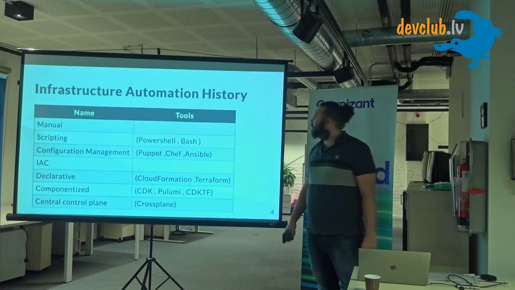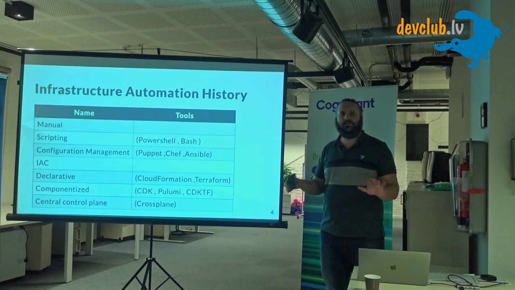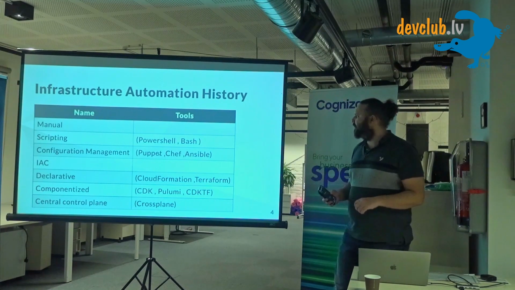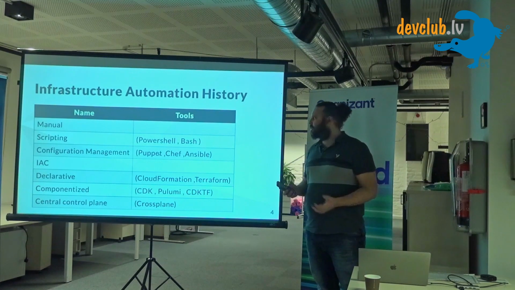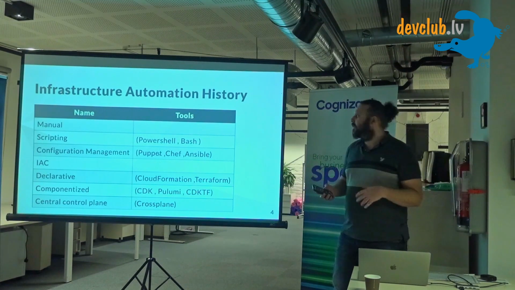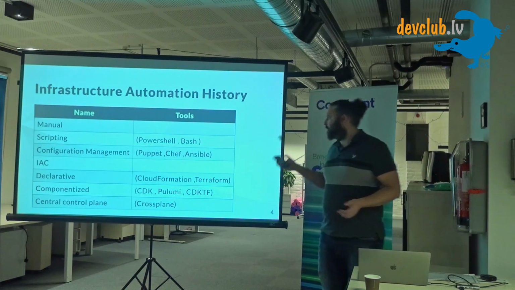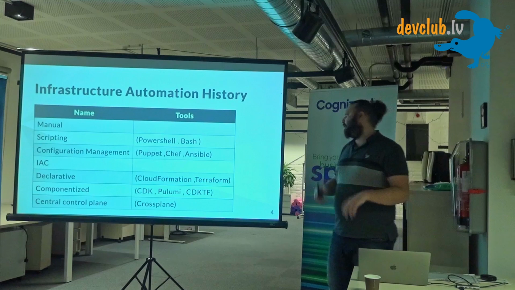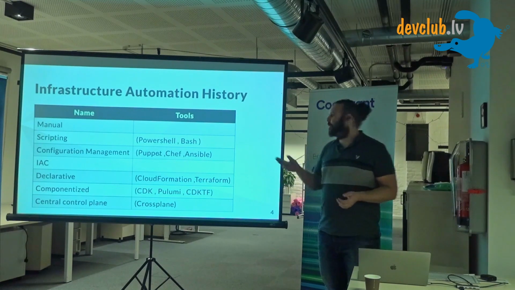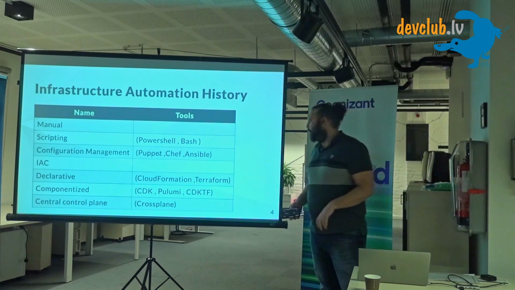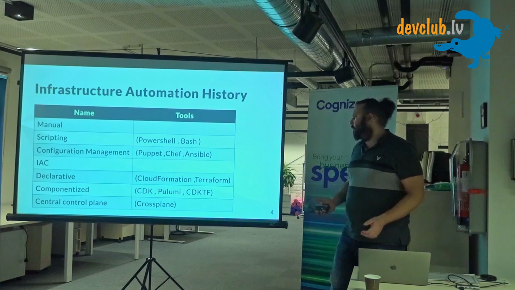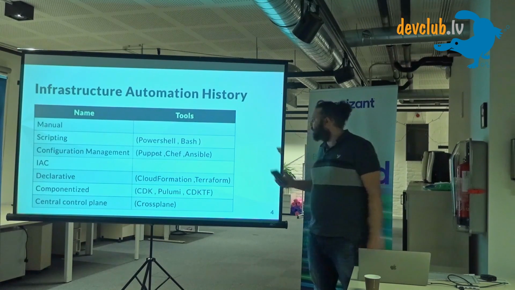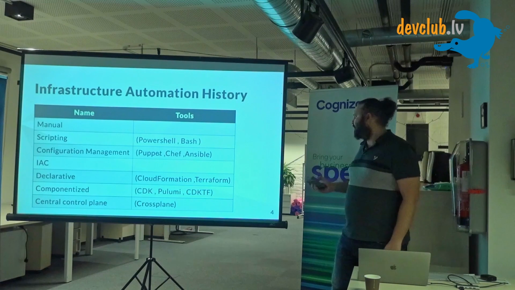Infrastructure automation history. We started actually manually. If you're old enough, you will have used the manual approach, and after that we moved to scripting like PowerShell or Bash. Cloud, for me, is more about configuration management, like Chef, Puppet, Ansible, and then infrastructure as code came with the cloud. So you have declarative components, maybe using CloudFormation or Terraform. If you're looking for more components, you're using CDK for Terraform or maybe Pulumi. And then Crossplane comes with a centralized control plane, after CDK and CDK for Terraform.